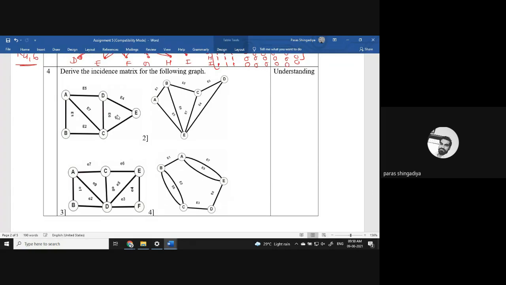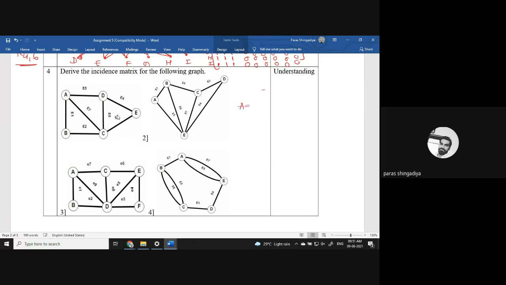It is a non-square matrix. We consider the incidence relation between vertex and edge. If they are connected, we'll put a 1. If they are not connected, we'll put a 0. So the first graph is given here, and let's create its incidence matrix A.